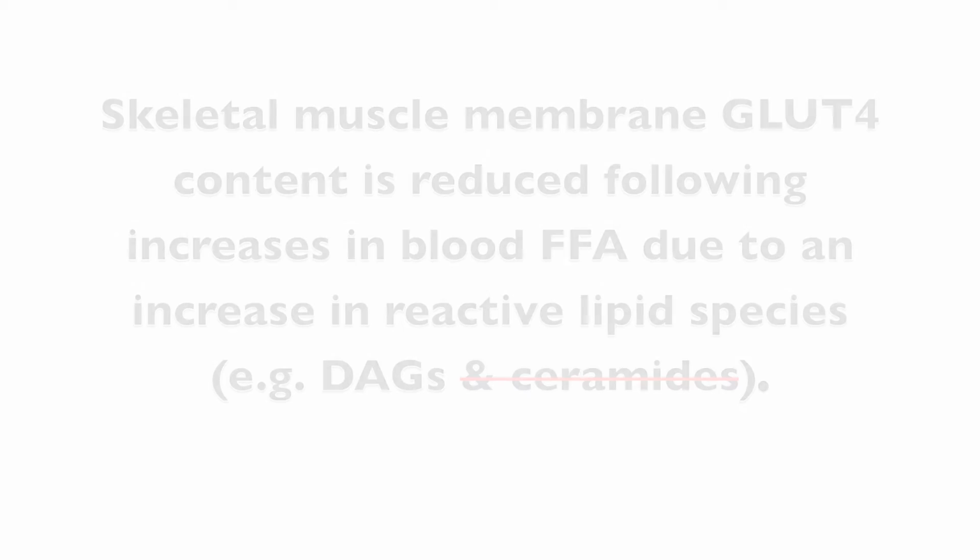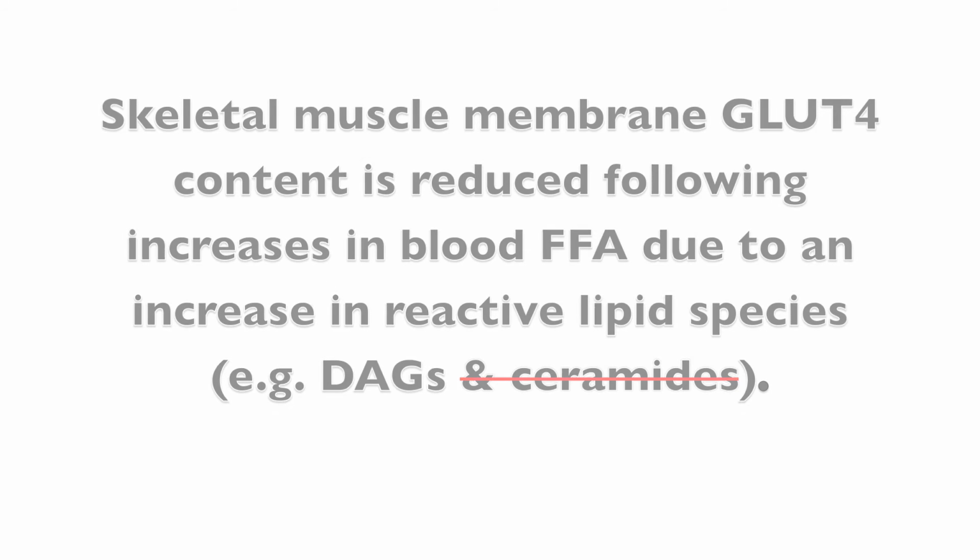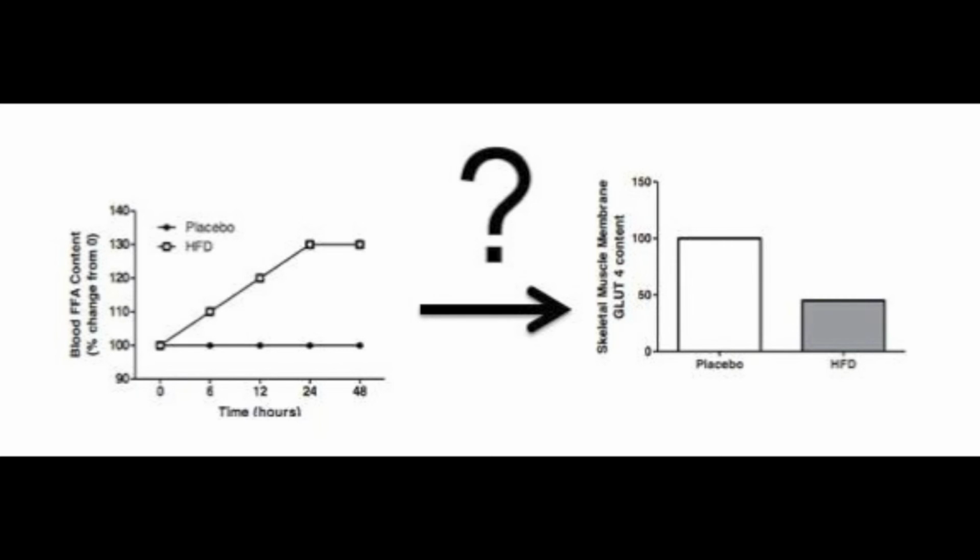membrane GLUT4 content. Therefore, we can generally accept our hypothesis that skeletal muscle membrane GLUT4 content is reduced following increases in blood free fatty acids due to an increase in reactive lipid species. However, the literature does not show an increase in ceramides, so we can assume that DAGs play a more important role. This explains why we see a decrease in skeletal muscle membrane GLUT4 content in response to increased blood free fatty acid levels, which is why eating a high-fat diet can rapidly alter insulin sensitivity and glucose uptake in skeletal muscle.